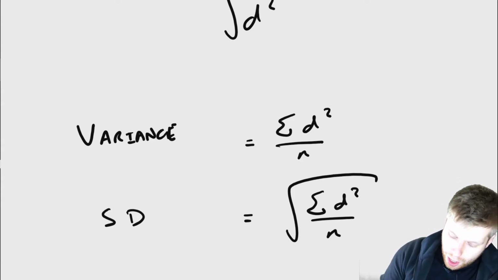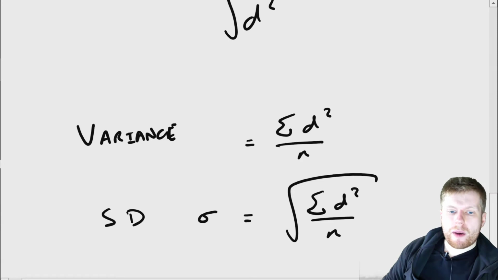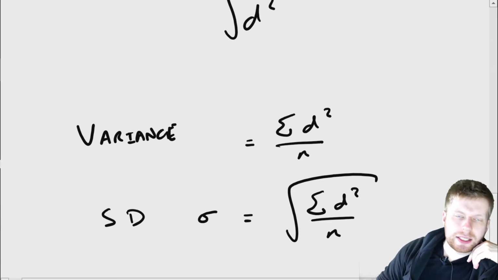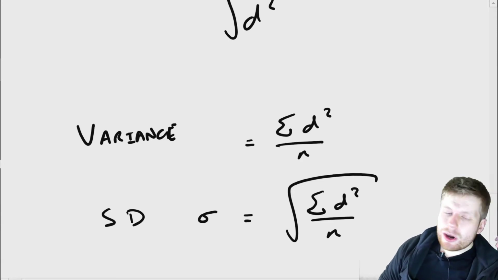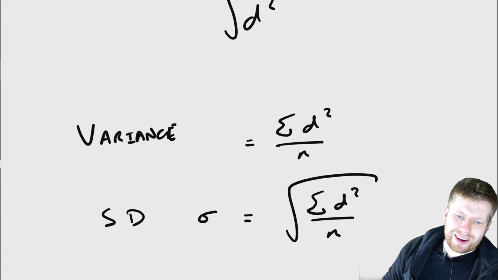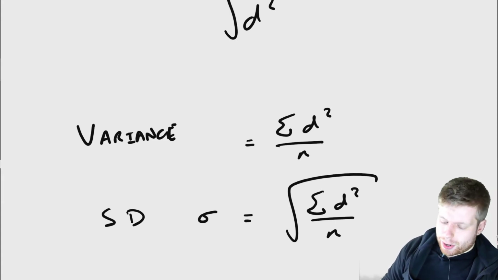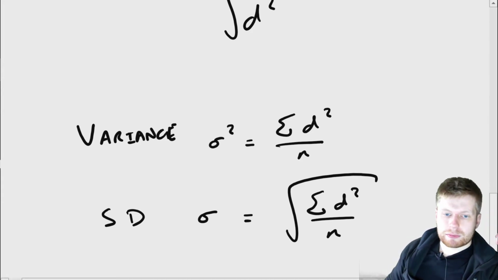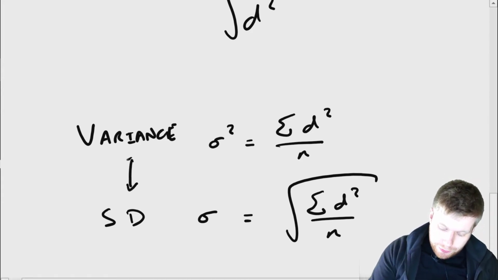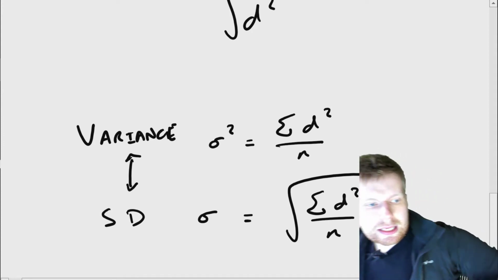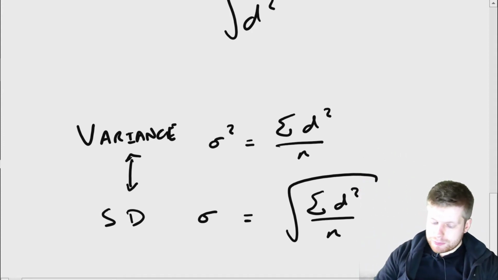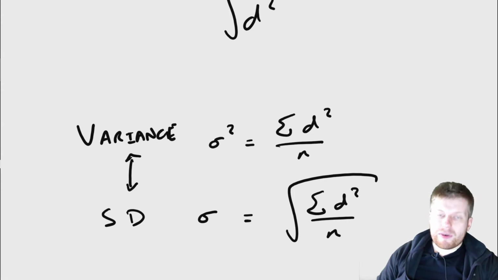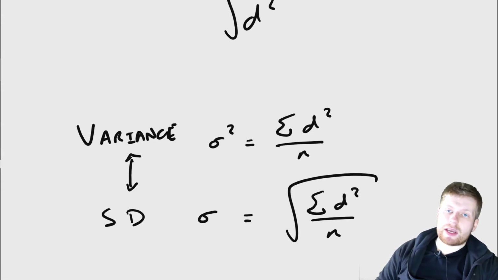So to show that, I'm going to use sigma to represent standard deviation. Sigma is the Greek letter for S, which is for spread. So the spread of the data is given by this, the average spread of the data, whereas the variance is just going to be the square of that. So this is really important. The difference between variance and standard deviation: standard deviation is the average spread, whereas variance is the square of standard deviation.